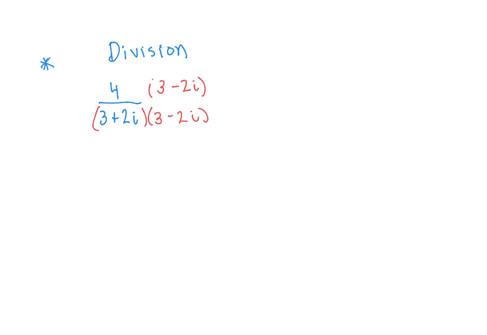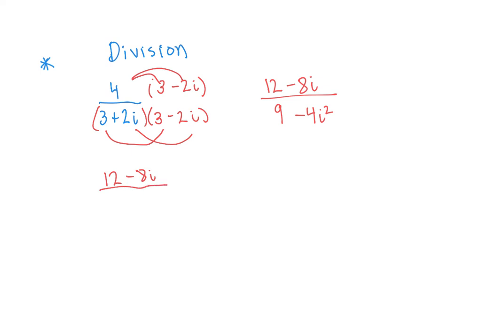So if we multiply the top and bottom, we distribute the 4, that's 12, minus 8i. And then we distribute the bottom, let's see, that's 9, minus 4i squared. So that gives us 12 minus 8i all over, this is 9 plus 4, so that's over 13.